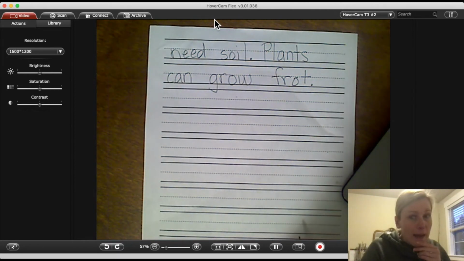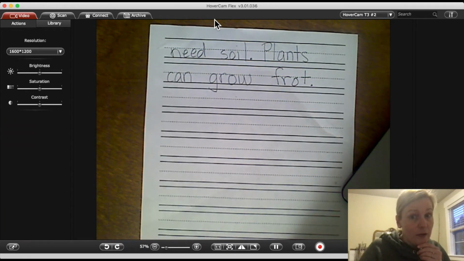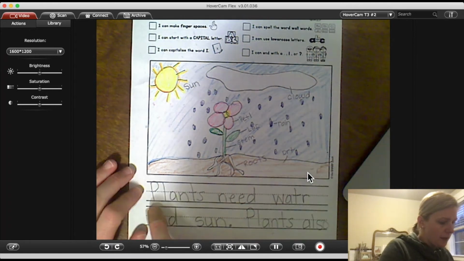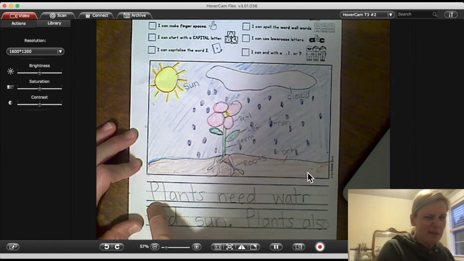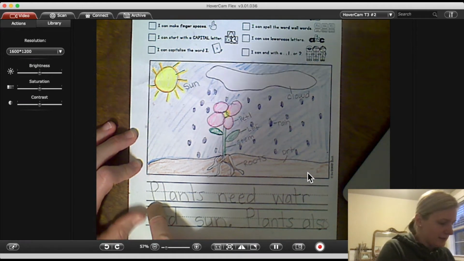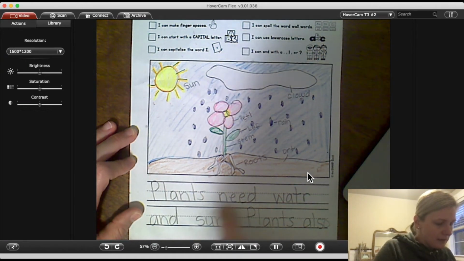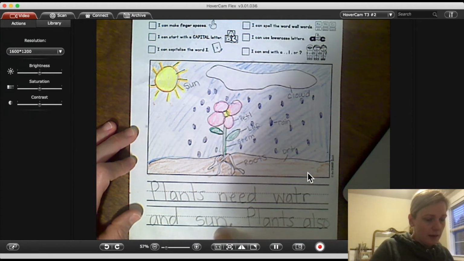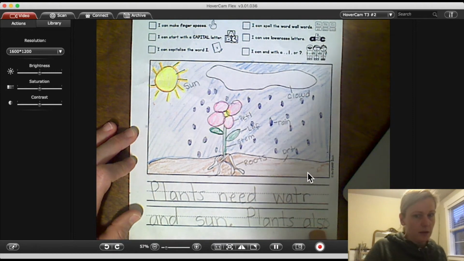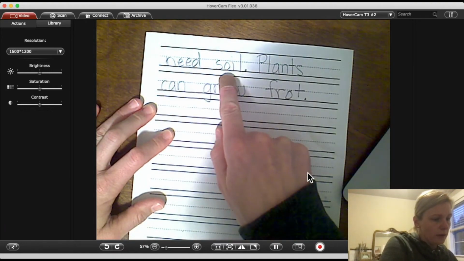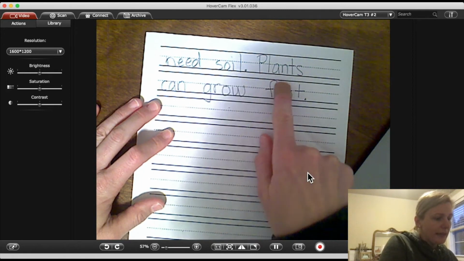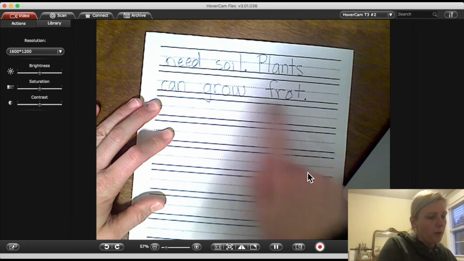I'm going to go back and reread my writing now to see if it makes sense. I'm going to use my tracking finger. Here we go. I'm going to make sure that I used complete sentences and that my words make sense when I read them back. Let's see. Plants need water and sun. Plants also need soil. Plants can grow fruit.